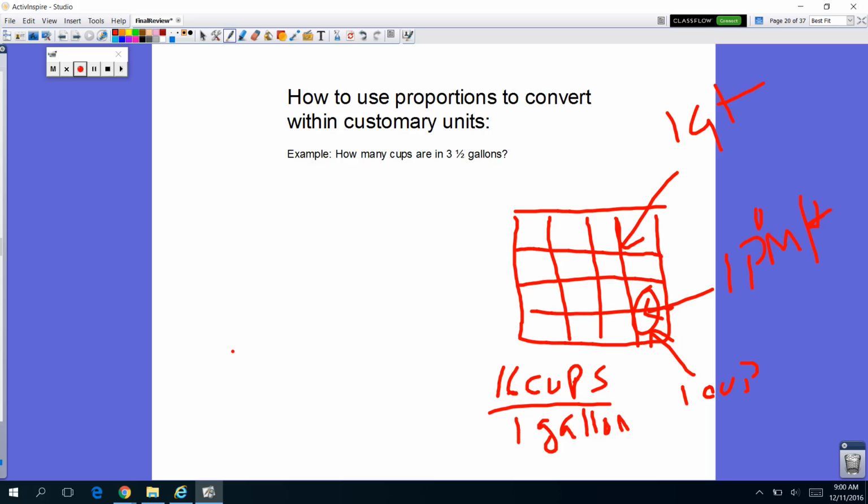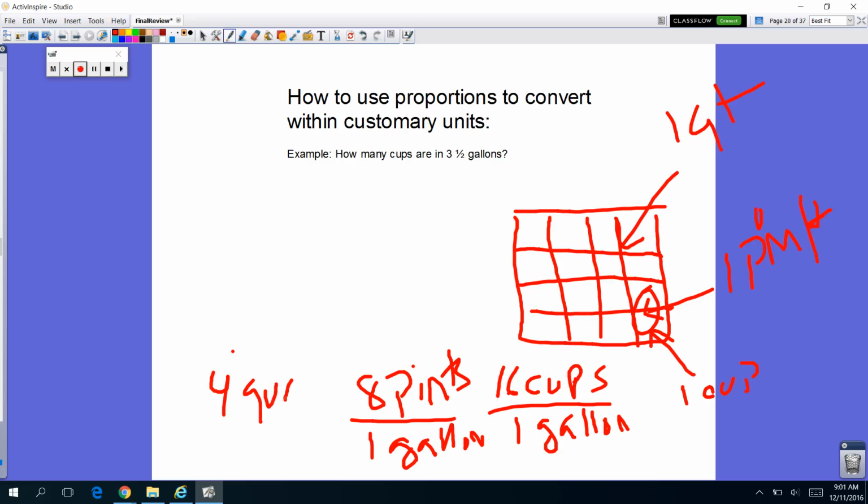Just the same way that I could have said 8 pints in 1 gallon. Or I could have said 4 quarts, which is the one that we remember the more. The word quart means a quarter, so a quarter of 1 gallon. Okay. And that's how I remember what's what without a chart.